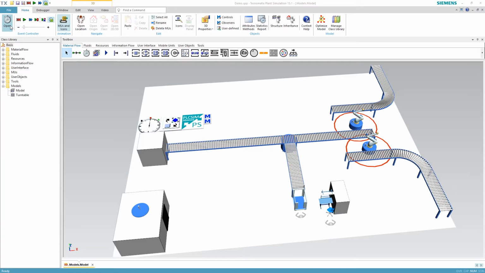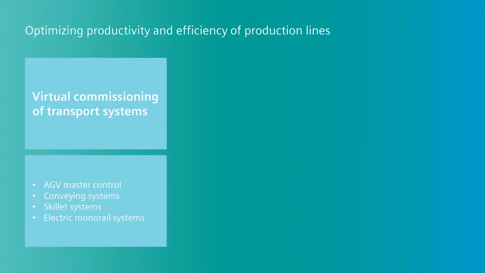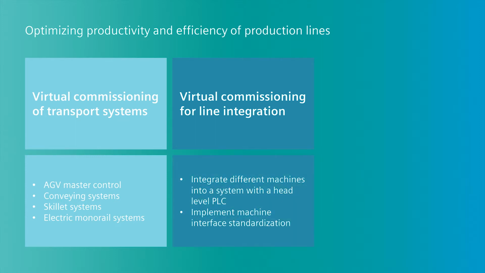With Tecnomatix Plant Simulation in combination with PLCSIM Advanced, Siemens offers a solution for virtual commissioning of transport systems such as AGV master controls, conveying or skillet systems, and electrical monorail systems. Additionally, the software enables virtual commissioning for line integration when you need to integrate machines of different vendors into your system or you want to introduce standardization for machine interfaces.